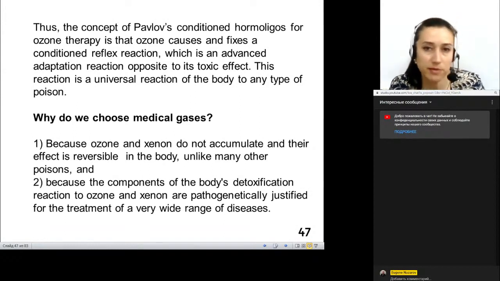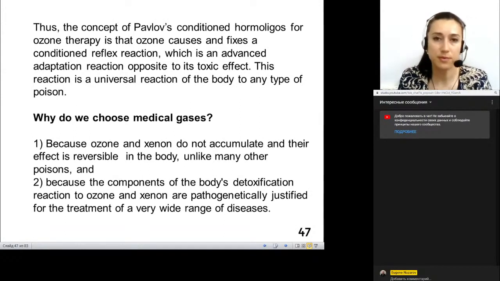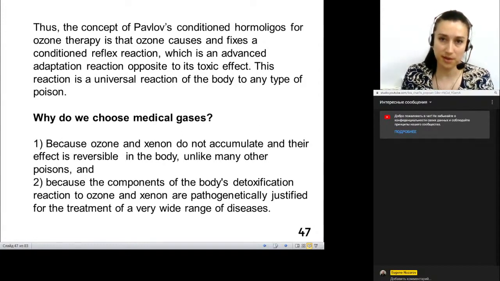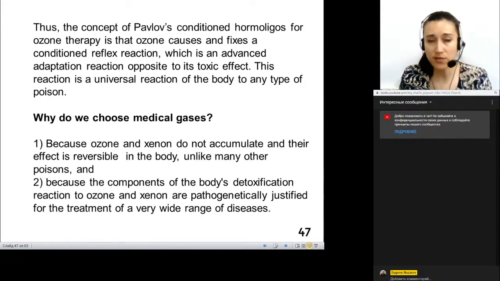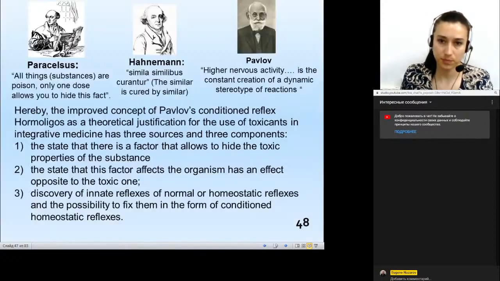So the concept of Pavlov's conditional reflex homologous for ozone therapy is that ozone causes and fixes a conditioned reflex reaction, which is an advanced adaptation reaction opposite to its toxic effect. This reaction is a universal reaction of the body to any type of poison. So why do we choose medical gases? First, ozone and xenon don't accumulate and their effect is reversible in the body, unlike many other poisons. And second, because they are components of the body's detoxification reaction, ozone and xenon are pathogenetically justified for the treatment of a very wide range of diseases.